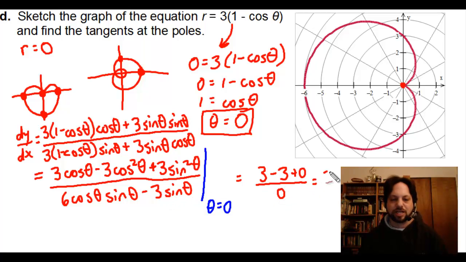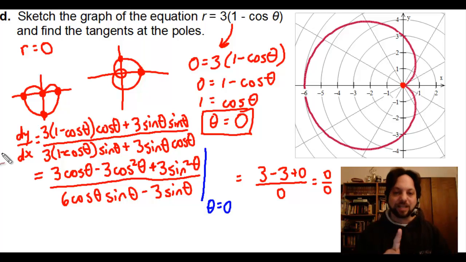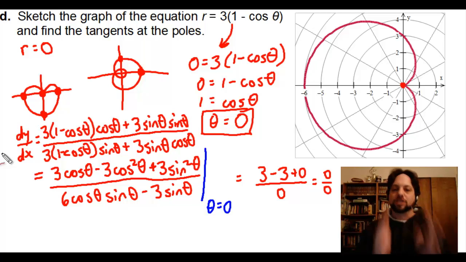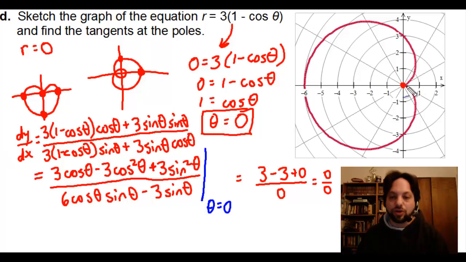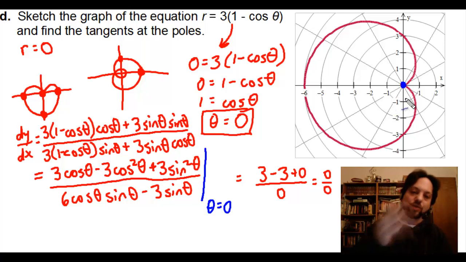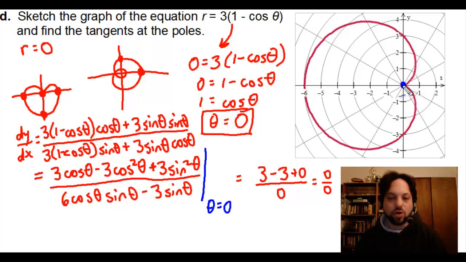And notice that I do end up with an undefined term. You can call it indeterminate if you want, but remember, we're not finding limits here. Don't L'Hopital this. We're not looking for limits. We're looking for the slope of a tangent line. So what have we found? Well, we found that although the graph did exist at the pole, and although theta equals 0 where the graph hits the pole, there is no tangent line at this point, and that makes perfect sense. As you'll notice, there is a cusp there.